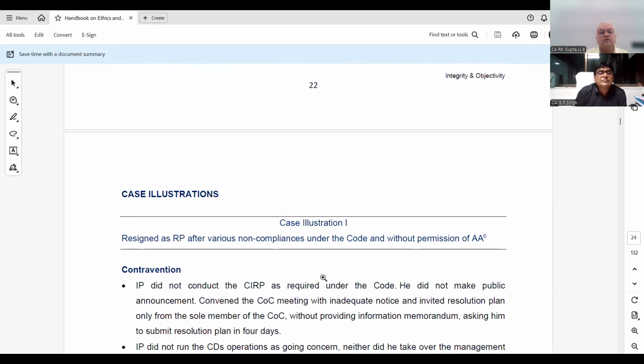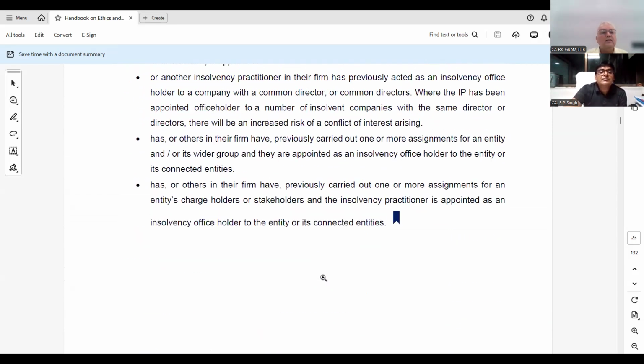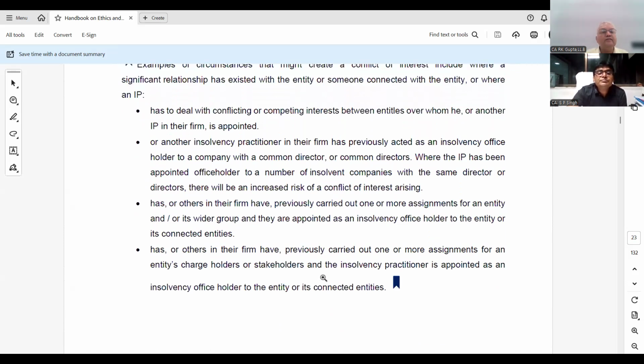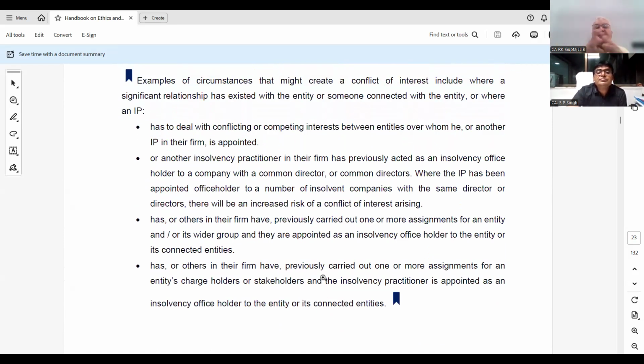They have given some examples also. So what are the examples? Examples of circumstances that might create a conflict of interest. Has to deal with conflicting or competing interests between entities over whom he or another IP in their firm is appointed, or another insolvency practitioner in their firm has previously acted as an insolvency office holder to a company with a common director or common directors, where the IP has been appointed office holder to a number of insolvent companies with the same director or directors, there will be an increased risk of a conflict of interest arising.